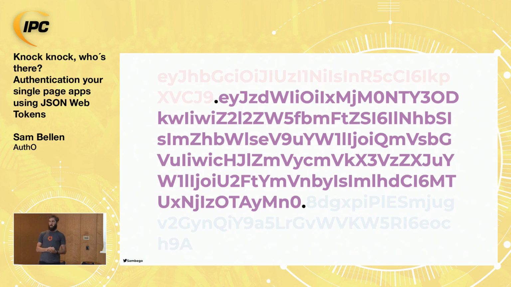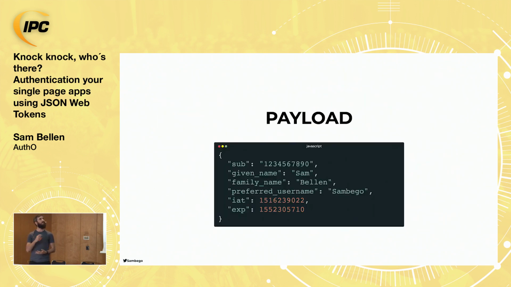The second part is the payload, and this is usually the biggest part of a JSON Web Token. Again, just base64 encoded JSON. If you decode this, you can get something like this. And it usually contains a lot of information that is useful for you, the person or the API, the client that consumes this token. It can contain the subject, your user ID, your family name or given name or username, when it's issued at, a timestamp, but also when it expires.